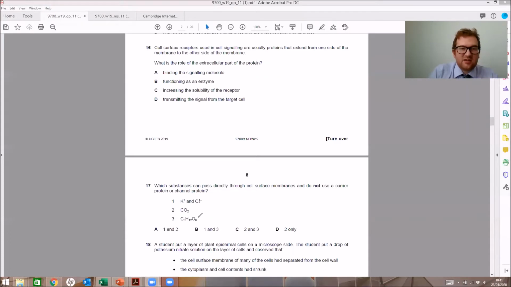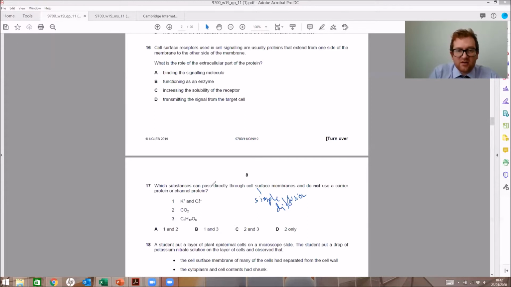Question 17. Which substances can pass directly through the cell surface membranes and do not use carrier proteins or channel proteins? Okay, so we have potassium and chloride ions, carbon dioxide, and glucose molecules. Remember that in order to pass through the cell surface membrane directly, this has to be a process of simple diffusion, whereas carrier proteins or channel proteins involve active transport or facilitated diffusion.